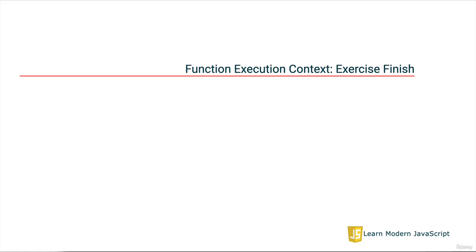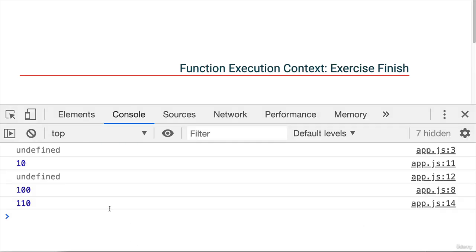Okay, did you figure that out? I hope you got that right. More importantly, I hope you're understanding the whole execution context concept. All right, let me display the console. Undefined, 10, undefined, 100, and 110. And now we're going to walk through that.